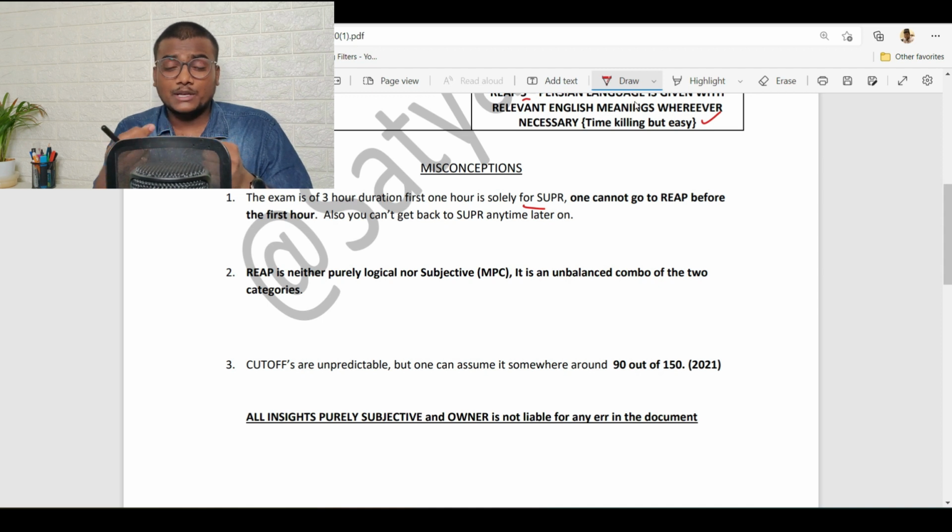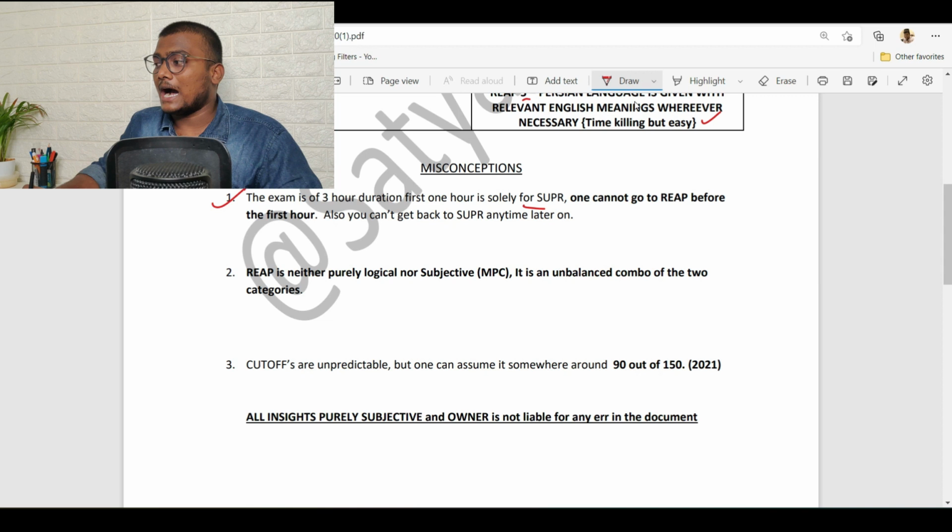First, from 9 to 10, you have to give SUPR. Exactly after 10 o'clock only, the REAP paper will be opened. Before 10 o'clock, the REAP paper will not be opened. You cannot open it actually. Once you move to REAP after 10 o'clock, you can't come back to SUPR again. So in the first 1 hour, you have to solve 50 questions. That's it. If you want to check those questions once again in the next 2 hour slot, you are not allowed to do that. So that's the first point he mentioned here.